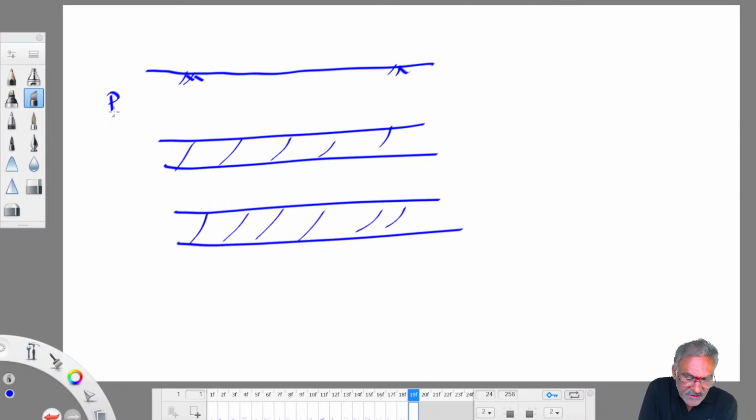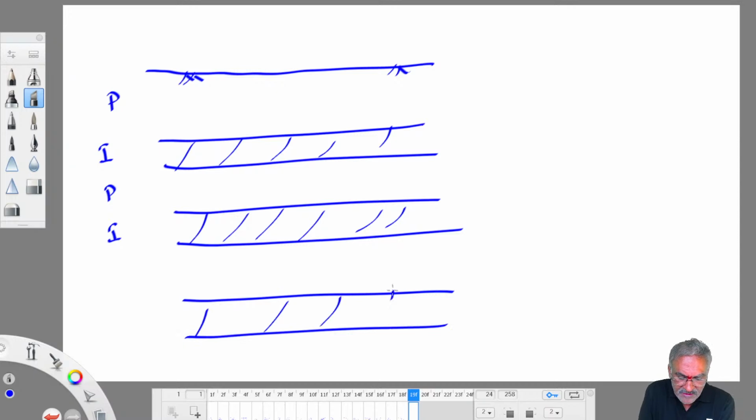This is pervious. This is impervious. Again pervious, again impervious, again pervious. The ground is structured like this. This is pervious, again impervious. Pervious means aquifer. Impervious means aquiclude or aquifuge. So there is a groundwater table here.